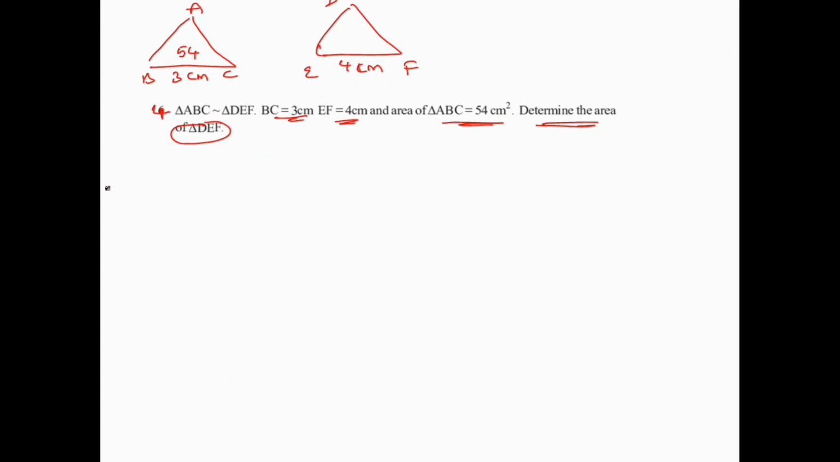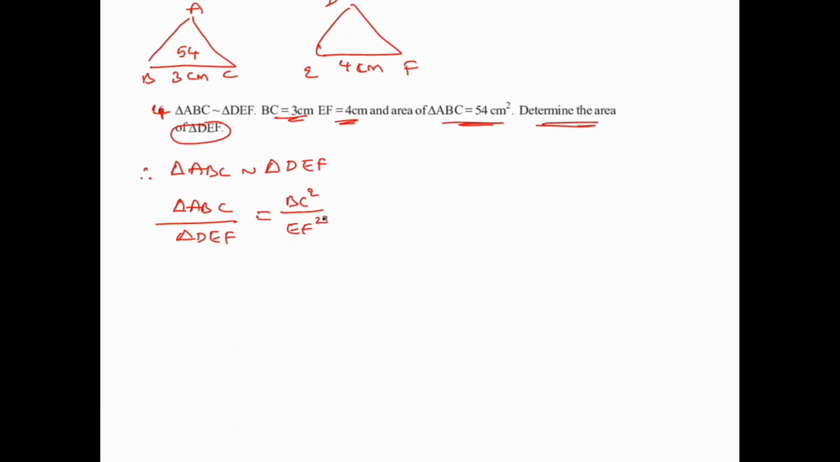Okay, so as he has given here already that triangle ABC is equal to triangle DEF, right? So what can be written? Triangle ABC divided by triangle DEF is equal to BC square by EF square.